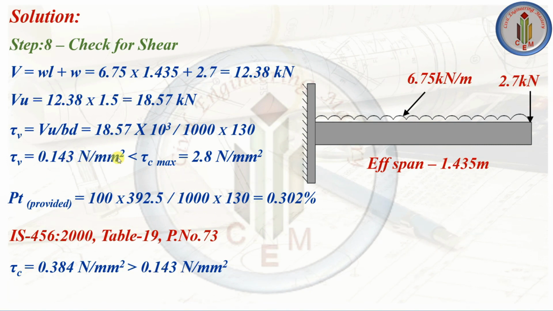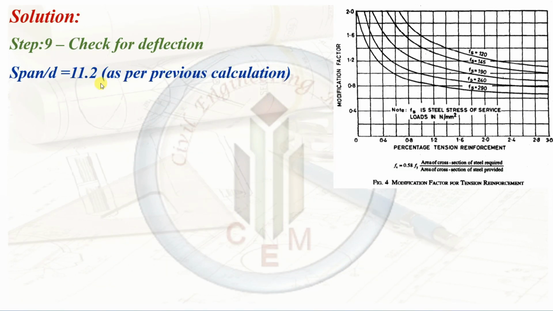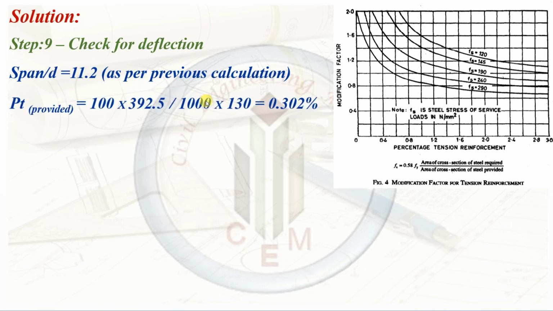0.143 Newton per square millimeter is our shear stress value tau v, and that is less than tau c, 0.384. So shear stress is satisfied here. Check for shear is satisfied. Tau v, the shear stress we have calculated, is less than tau c max as well as tau c. Next, check for deflection. Span by depth ratio is 11.2 as per previous calculation.